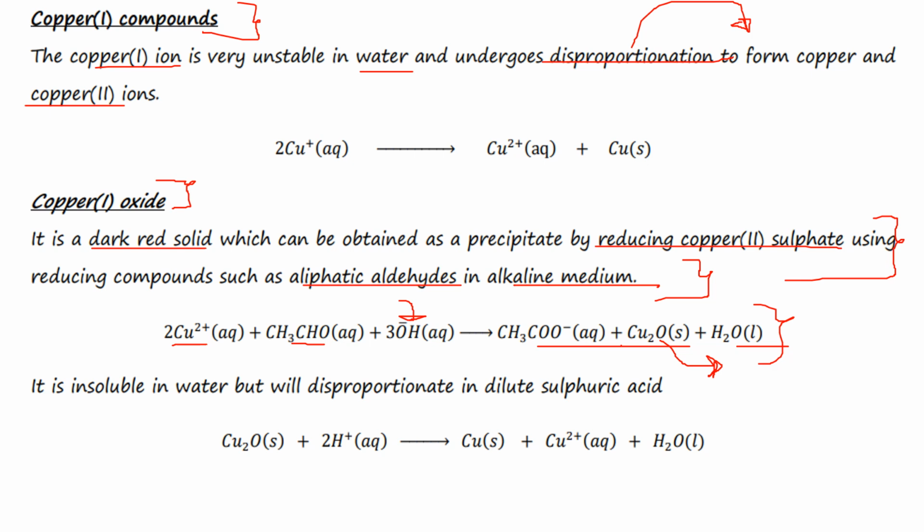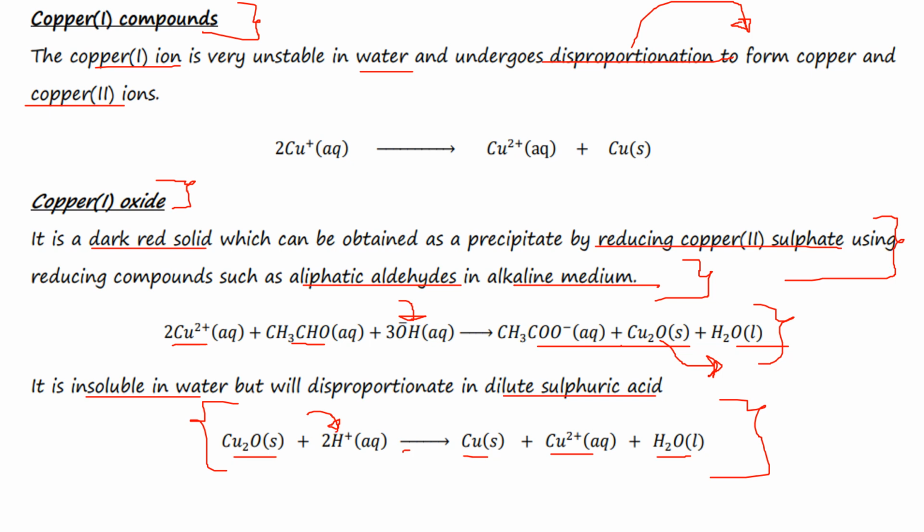So the other property about copper oxide is that it is insoluble in water, but it undergoes disproportionation in dilute sulfuric acid, and this is a very common reaction in mock exams. Copper 1 oxide undergoes disproportionation when placed in acidic medium to give us copper 1 solid together with copper 2 ion, and later we also form water.